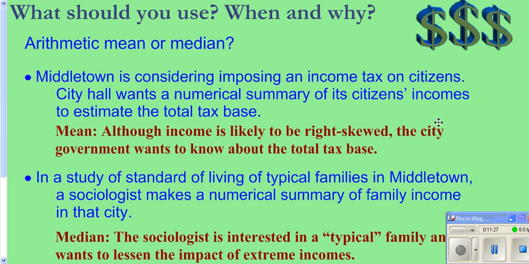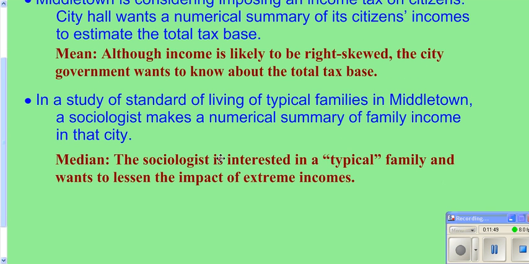So here we are wondering, when a town is wondering about their income tax, you typically have only a few rich people, but you have a lot of people of average and below average income. So it's going to be skewed to the right. When you're looking for tax-based information, you're going to want to use your mean for the town to get an accurate estimate of your money coming from your taxes. However, here it says a typical family. For a typical family, you're going to then want to use your median.